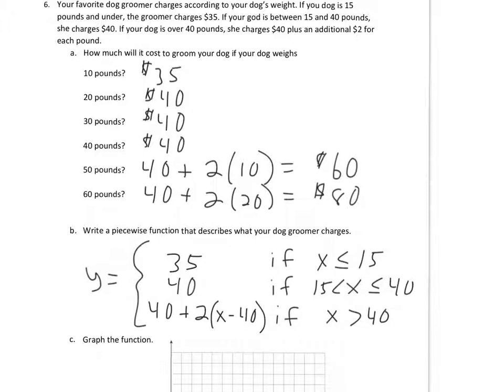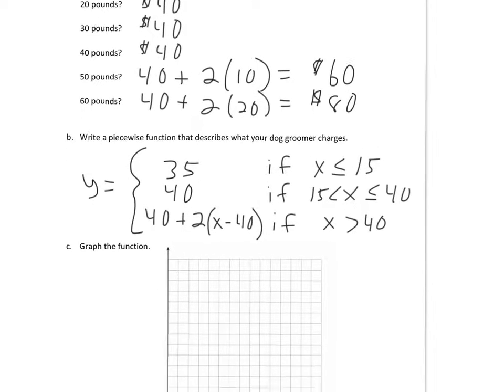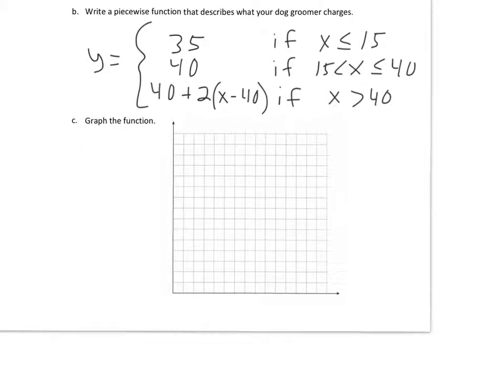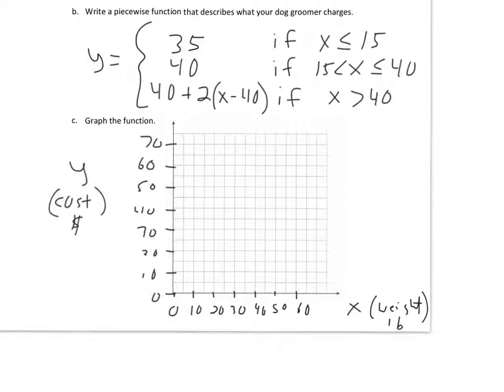Now we want to graph this function. So to graph the function, first of all we need to scale our axes. So I've scaled my horizontal axis where each square represents 5 pounds. That's x, and that's the weight. And I've scaled my vertical axis the same way, where each square represents 5, but this time it's $5. So that represents the total cost.